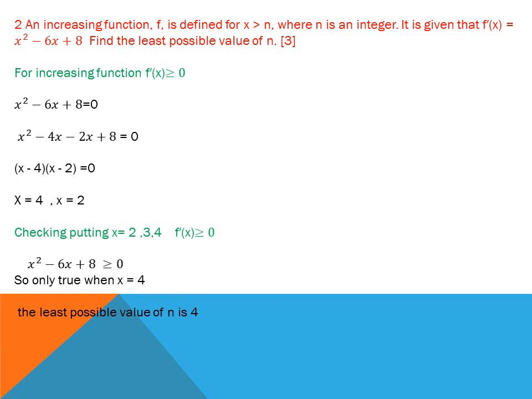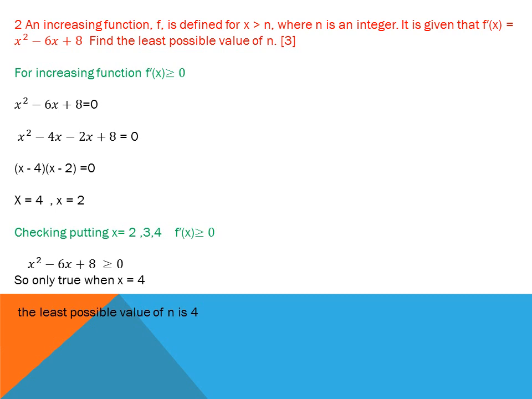As explained in the question, this is an increasing function. For an increasing function, we take the derivative greater than 0, and for a decreasing function, we take the derivative less than 0. So x^2 - 6x + 8 is equal to 0. First, I will find the critical values. I factorize this and find that x is equal to 4 and x is equal to 2. Now I check where the function is increasing.